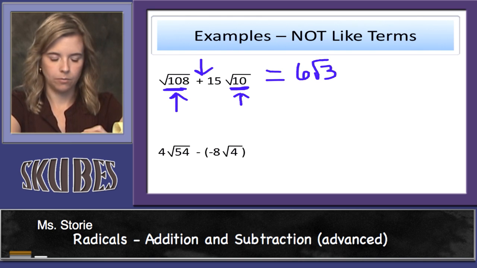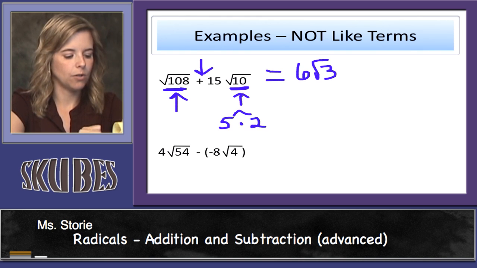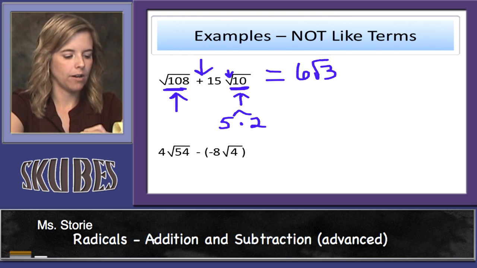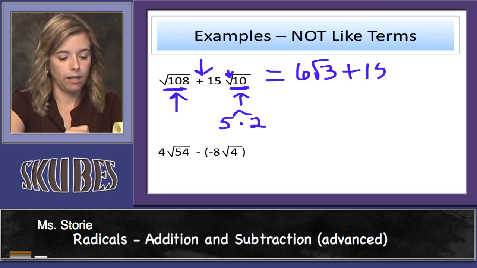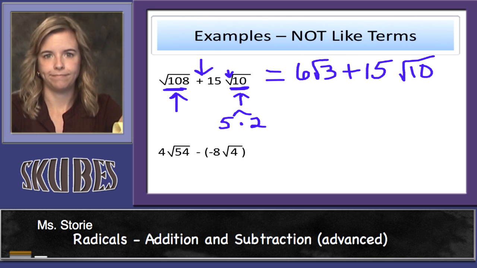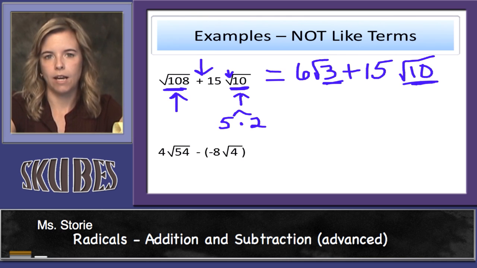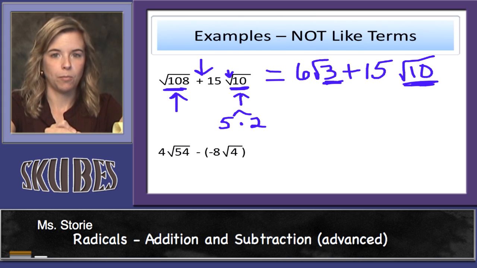Now, is 10 fully simplified? Well, if we break it down, it's 5 times 2, and this is squared, so we're looking for pairs. There's no pairs, so radical 10 is fully simplified. So our final answer would just be rewriting the actual equation, and it would look like that. Nothing else you can do. Radical 3 and radical 10 are not like terms, so you can't add them together. It's like trying to add puppies and tigers. It doesn't work. Two separate piles.